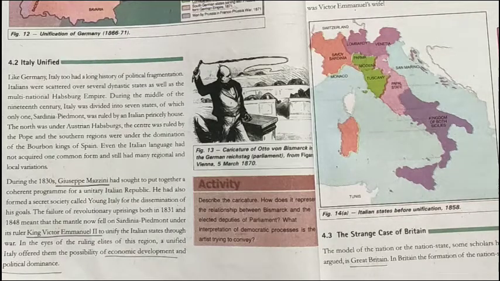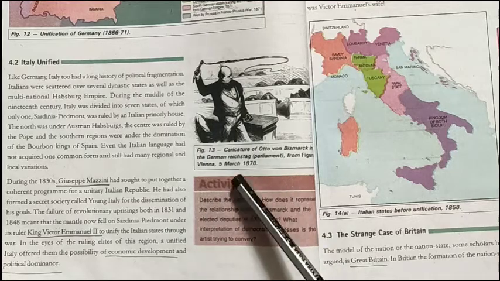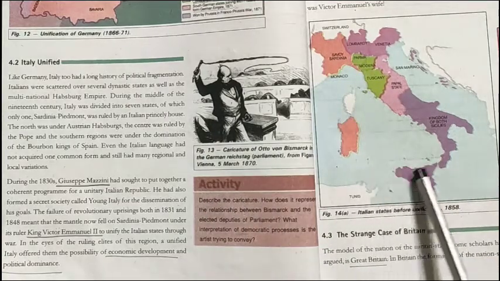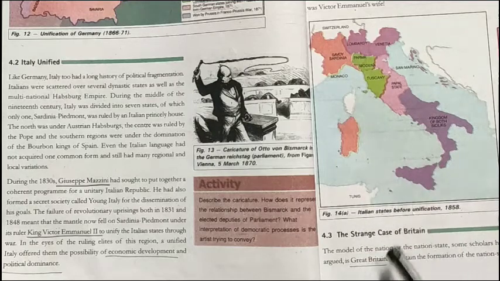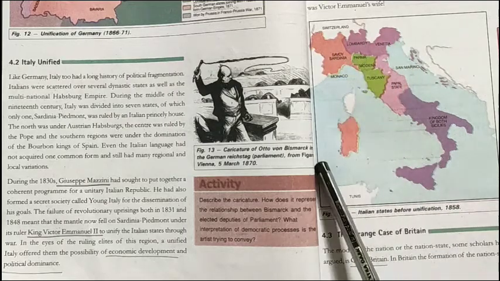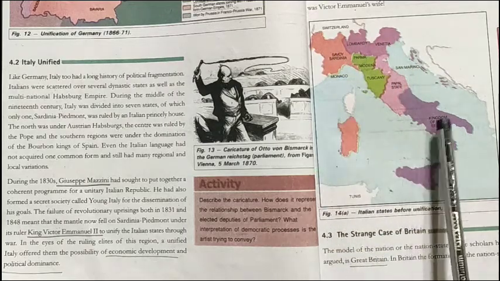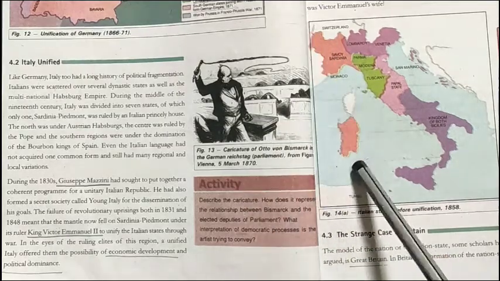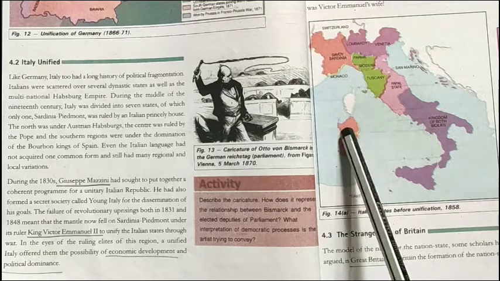Just like Germany, Italy too was scattered and had political fragmentation. It was spread over different regions. This was the map of Italy before unification, in the year 1858. During the middle of the 19th century, Italy was divided into 7 states, as you can see here. These are the 7 states. This is Sardinia, and Piedmont is located here.